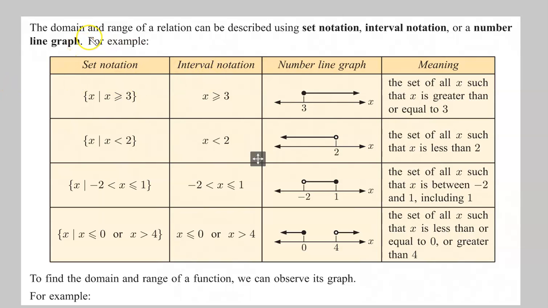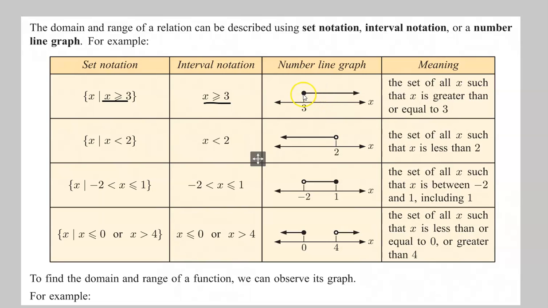All right, this says the domain and range of a relation can be described using set notation, interval notation, or a number line graph. So if we were expressing the domain here, we could use set notation, and we remember what this means. This means all x such that x is greater than or equal to 3. Or just interval notation is kind of the same thing, just not using these brackets and this x with this vertical line.